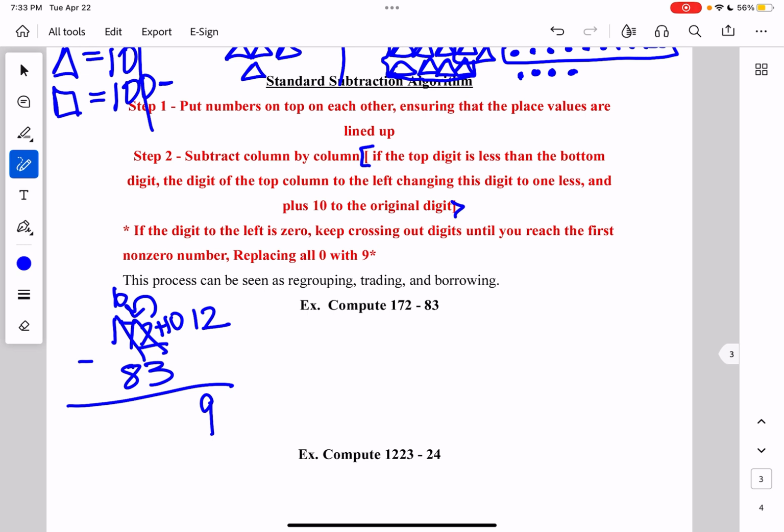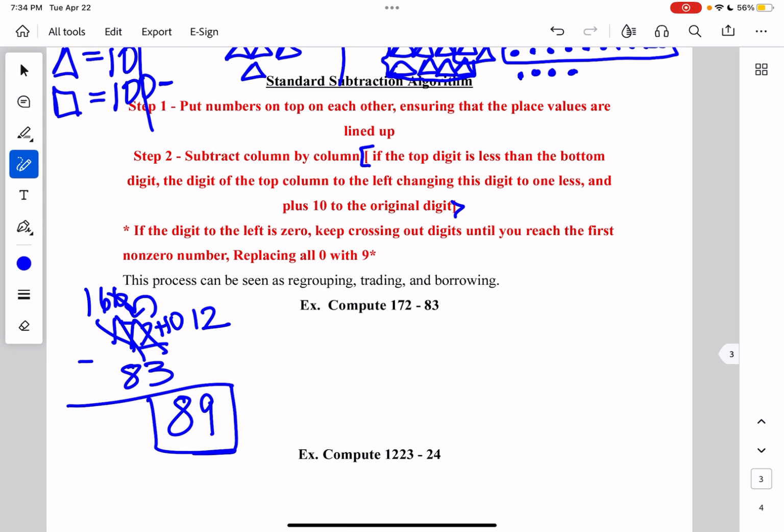And then we have 6 minus 8. Ooh, we can't do that. So we're going to go back to the left. We're going to take out 10, and 10 plus 6 is going to be 16. 16 minus 8 is 8. And then we just subtracted, so it's 0. 0 minus 0 is 0. So your final number would be 89.